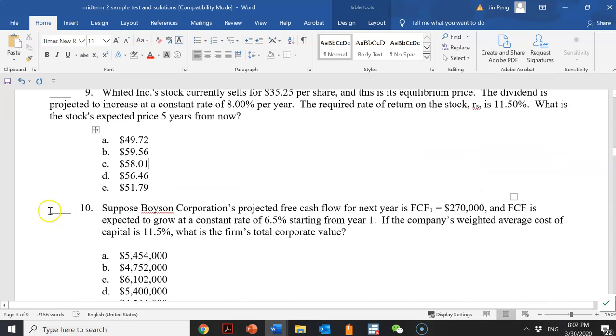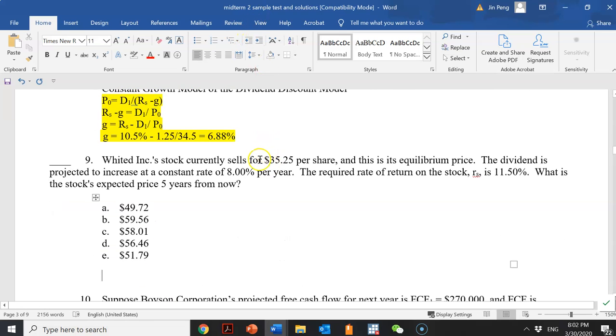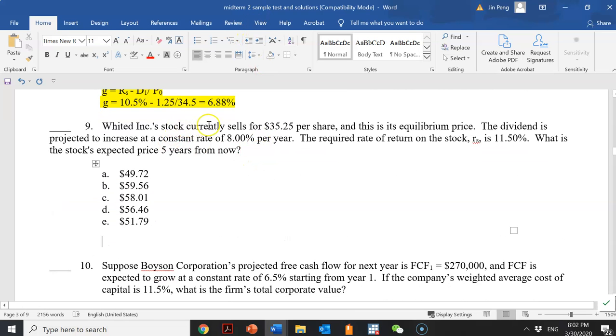Let's come to question 9. This firm has a stock currently selling for 35.25, so we know P0, and it's an equilibrium price. The dividend is gonna increase at a constant rate G of 8%. Required rate of return on the stock RS is 11.5%. What is the stock's expected price 5 years from now?